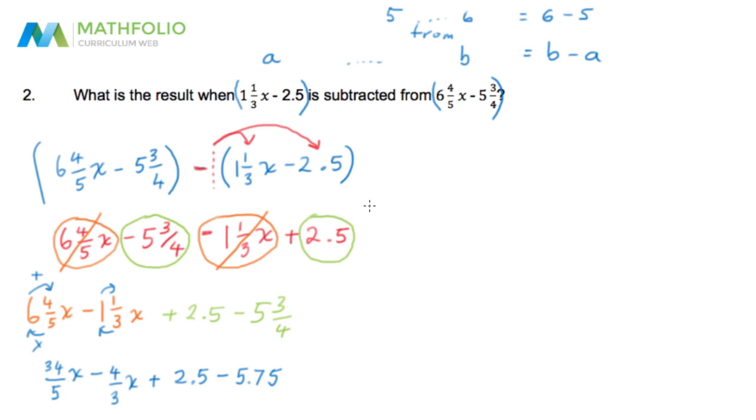Okay, so I'm going to split this page a little. Let me grab a line tool here. And I'm just going to split this page, and then I'm going to show some other work on the other side. So 34 all over 5x, and we were subtracting 4 over 3x. So just let's look at these first terms. How are we going to do this?